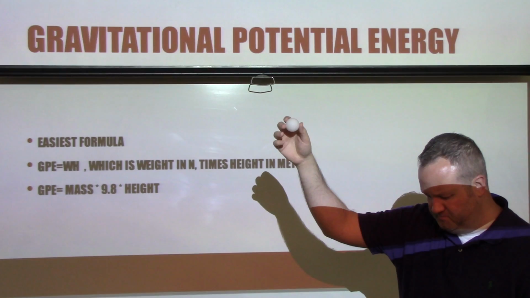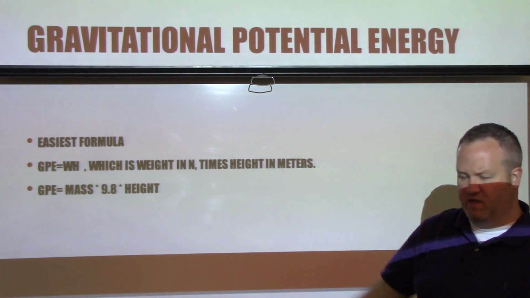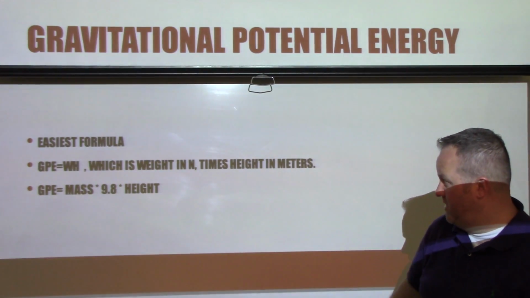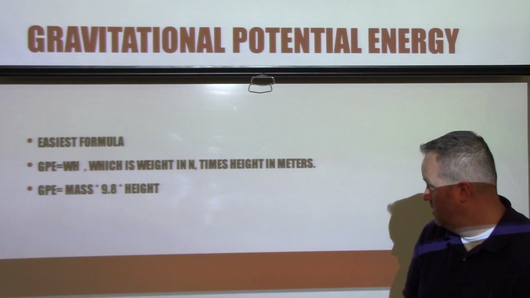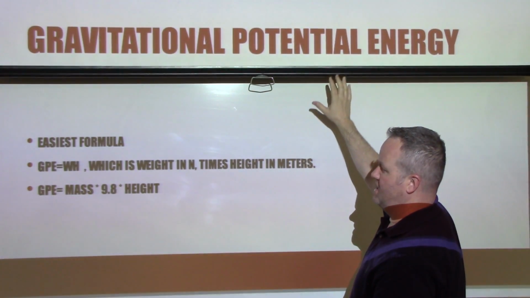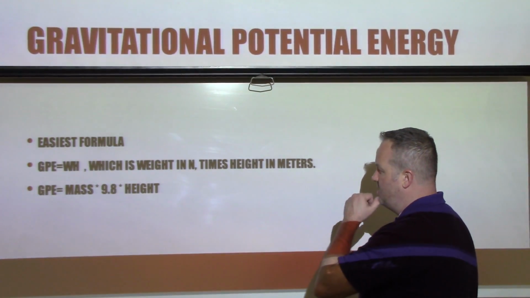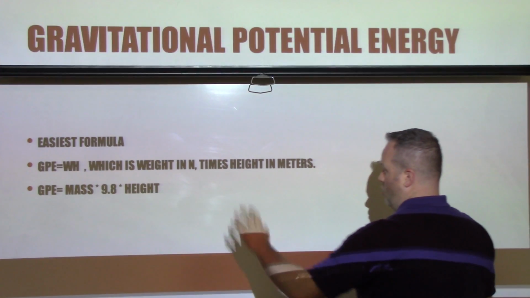So if I drop it, here's the idea. The energy that it had, because of how high it was up, was converted into kinetic energy when it fell. So to find the potential energy, or what we call gravitational potential energy, it's going to be weight times height. Okay, so weight times height.